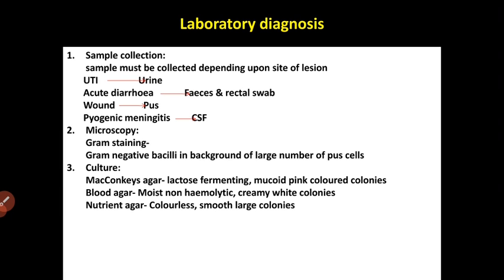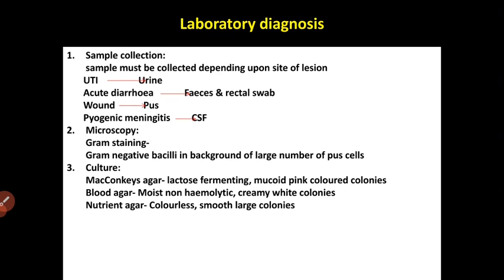Laboratory diagnosis. Now, what all is done? Sample collection, microscopy, and culture. Sample must be collected depending upon the site of lesion. For urinary tract infection, urine. For acute diarrhea, feces and rectal swab. For wound, pus is collected, and for pyogenic meningitis, CSF is collected.